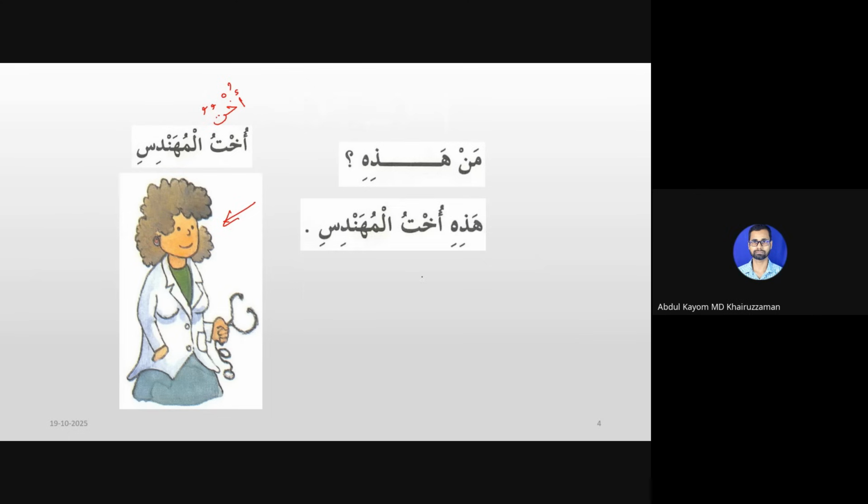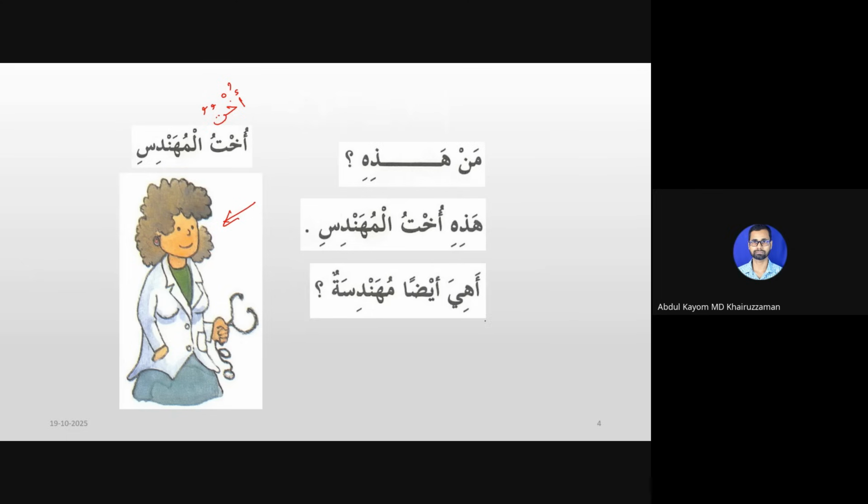This word uktun, right? Uktun means sister. So uktul muhandisi means engineer's sister. Al muhandis means engineer. Now if I ask man hadhihi, who is this? We can say hadhihi uktul muhandisi. This is the engineer's sister.